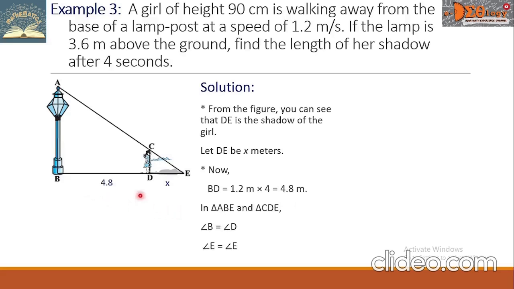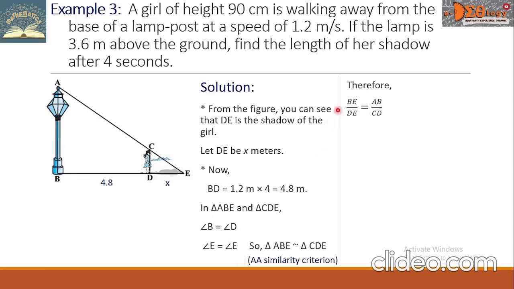Now, in triangle ABE and triangle CDE, we can see that angle B is equal to angle D. Also, the angle E is equal to angle E. Note that angle E is common to the two triangles. So, the triangle ABE is similar to the triangle CDE, and that is AA similarity criterion. Therefore, BE over DE equals AB over CD.